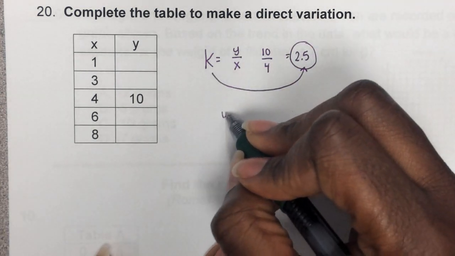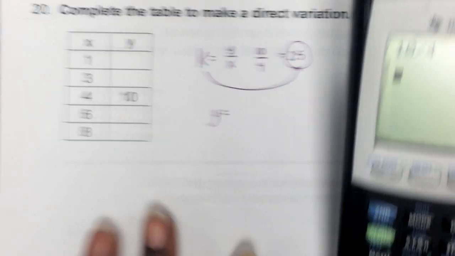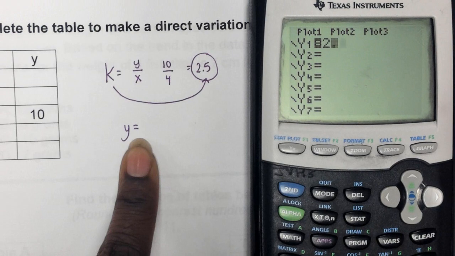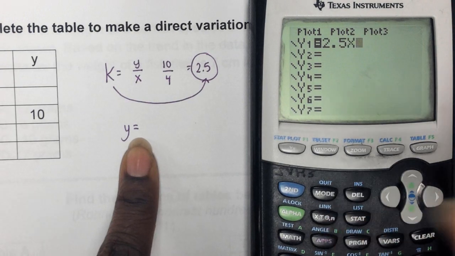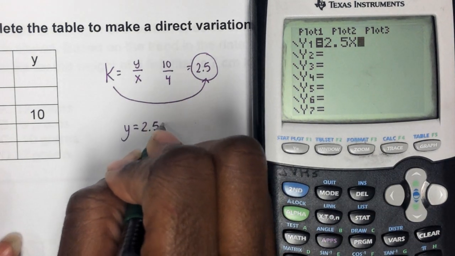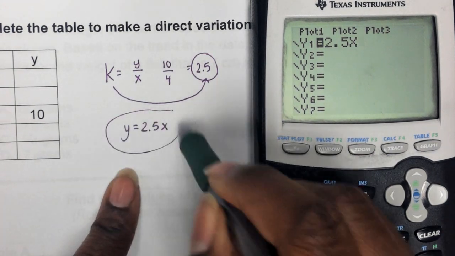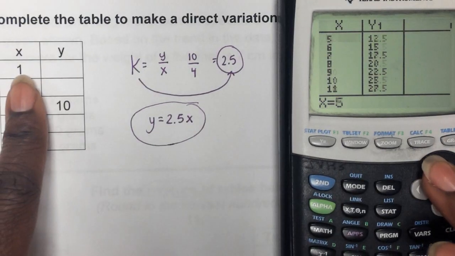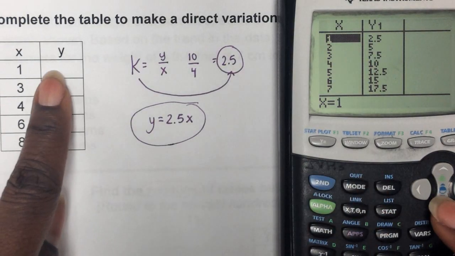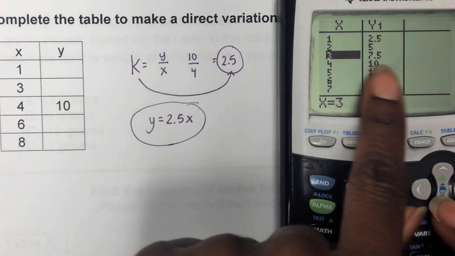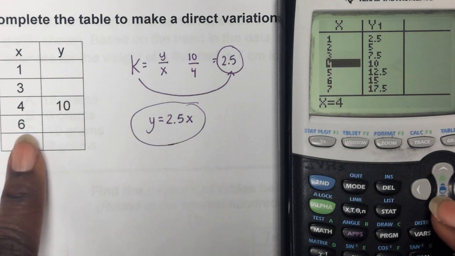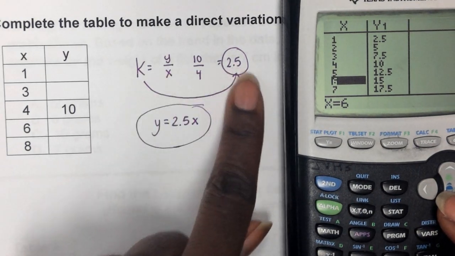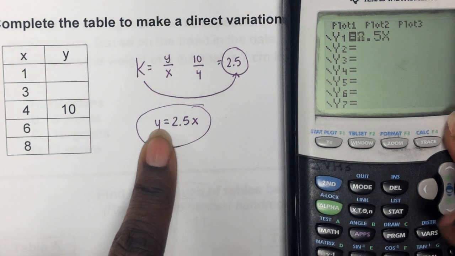I can then use that constant of variation to actually put it in my y equals. When I put it in my y equals, I need to put 2.5, then I need to put an x on it. That's the equation I put in my y equals. Now once I press second graph, I can fill in anything that it asks. You could fill in at the 1, what's with it? At the 3, what's with it? 7.5. At the 6, what's with it? You could fill in anything they ask you. If you have a k value, turn it into an equation, and then go to your table.